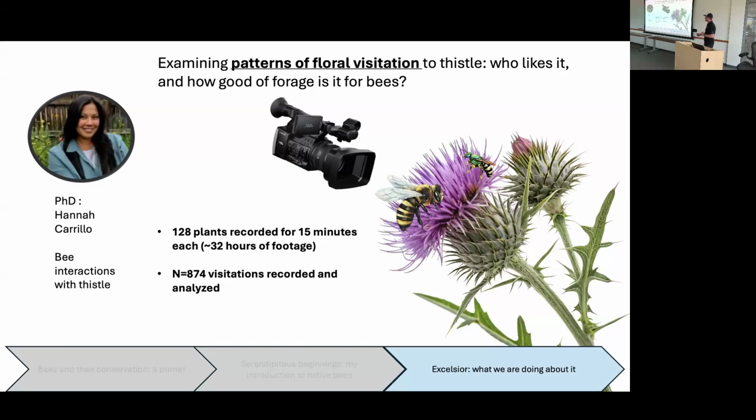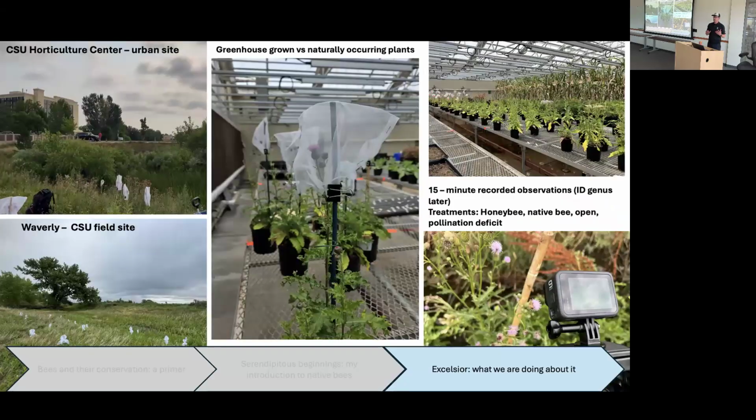So enter Hannah Carrillo, who's recently started in the lab, and Hannah set up an experiment last summer where she grew a bunch of cirsium in the greenhouse and then found a bunch of wild populations in the field and bagged them in order to introduce pollination deficit. So it allows you to examine how much they need pollination if you exclude pollinators from visiting them.